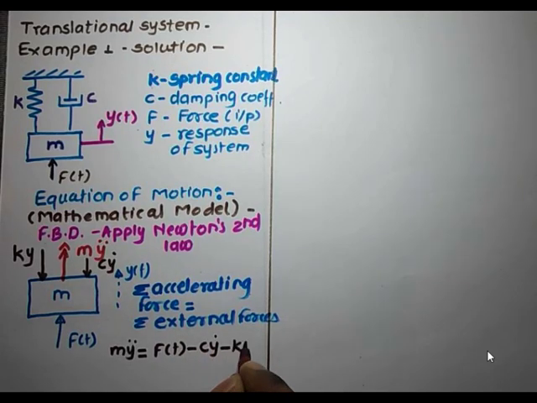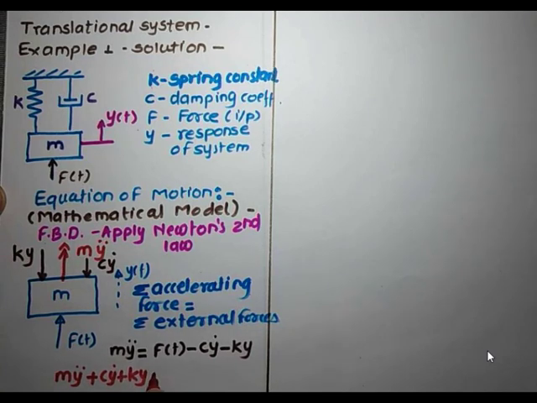minus C into Y dot minus K into Y. If we rearrange this equation, what we are having is the governing equation of motion, that is m y double dot plus C y dot plus K y is equal to Ft. So this is the equation of motion, and this gives us answer 1.